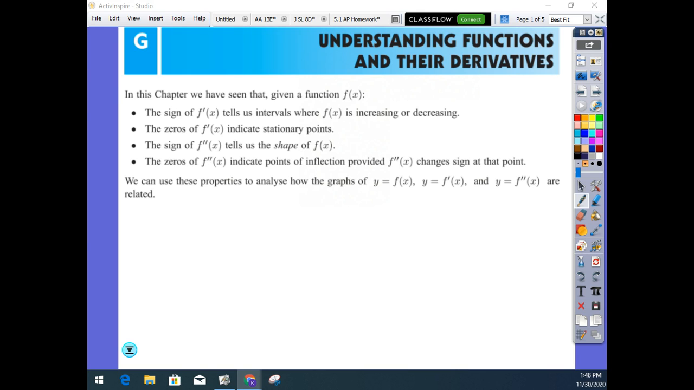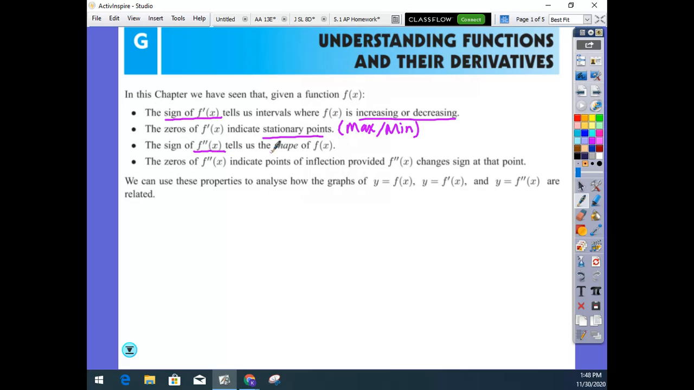Section G kind of ties some things together, but it uses the graphs to do it, so it can be a little ambiguous and a little tricky. We just have two examples, but let's remember, first of all, the sign of f prime tells us where things are increasing and decreasing. The zeros are stationary points, and they tell us our maxes and the mins.